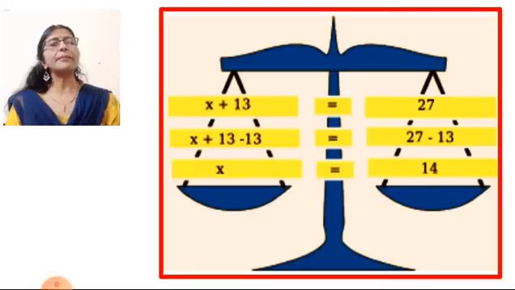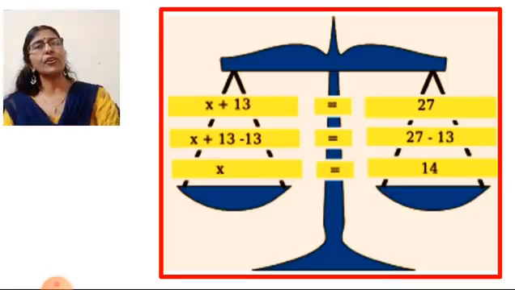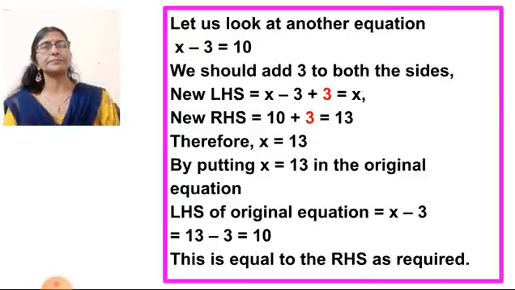So the next step will be x plus 13 minus 13 will be equal to 27 minus 13. Now plus 13 minus 13 will become 0, so only x will be left. So x will be equal to 27 minus 13 is 14. So we got the value of x as 14. So x is equal to 14, which is the solution of the question.